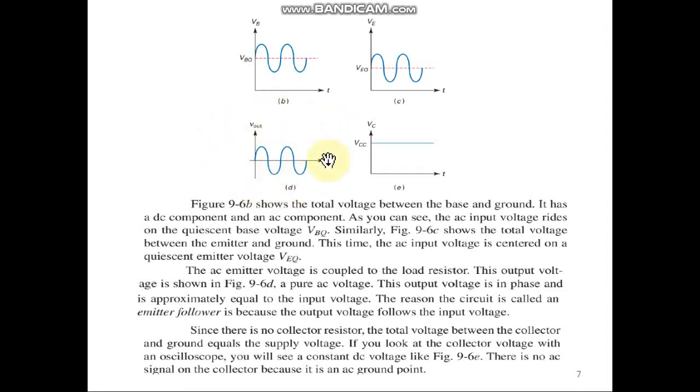So the load voltage, or v out, is shown in D, which is pure AC because we are using the coupling capacitor. The reason the circuit is called an emitter follower is that the output voltage follows the input voltage. So here input and output are in phase. On the other hand, in the common emitter amplifier, input voltage and output voltage are 180 degrees out of phase. Since there is no collector resistor, the total voltage between the collector and ground equals the supply voltage. If you look at the collector voltage with an oscilloscope, you will see only the constant DC voltage, that is VC. There is no AC signal on the collector because it is an AC ground.